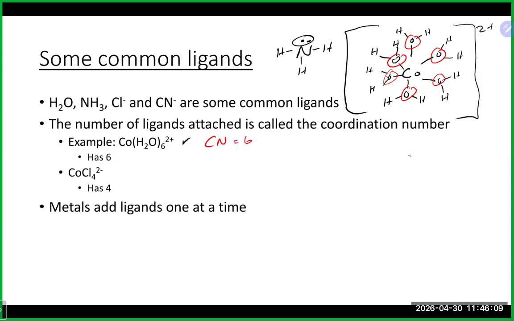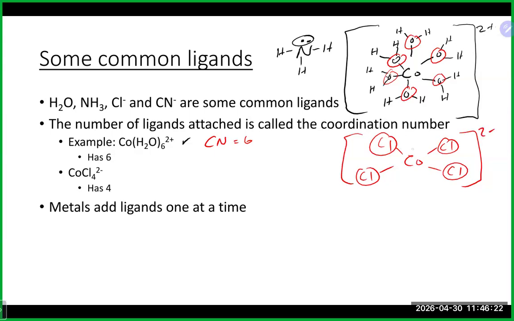Now, if we did the cobalt with the chloride, we would basically have this. And once again, we have 1, 2, 3, and 4. The overall charge here is -2 because the cobalt is +2 and each of the chlorides is -1. So -4 and +2 leaves you a -2 overall charge on our complex ion. This would have a coordination number of 4 because there are 4 chlorides attached directly to it.